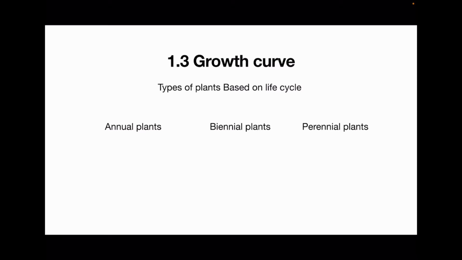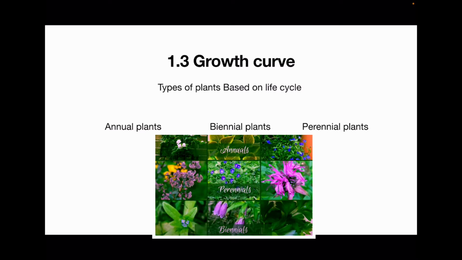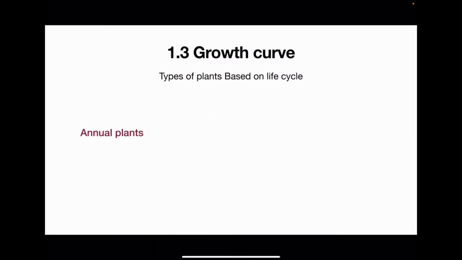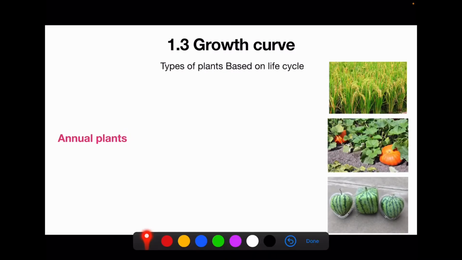Okay, for today's lesson, we will cover subtopic 1.3, that is growth curves. You need to know the three types of plant based on their life cycle. So we have annual plant, biennial plant, and also perennial plant. Alright, so let's move to the first plant, that is annual plant.